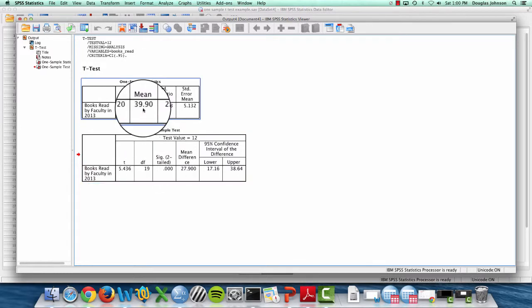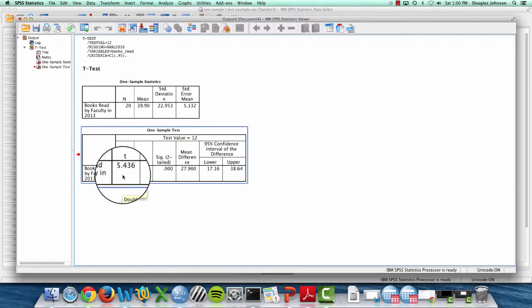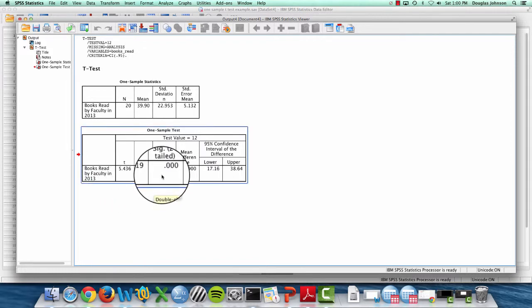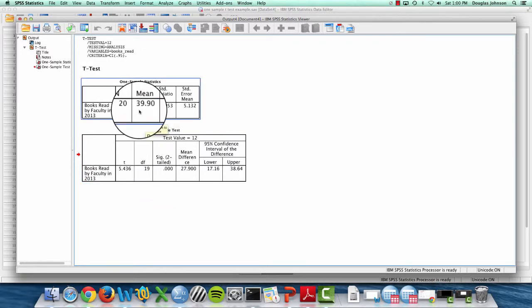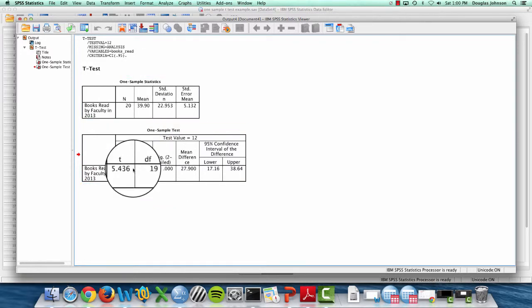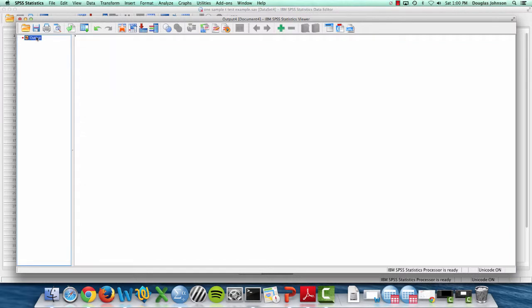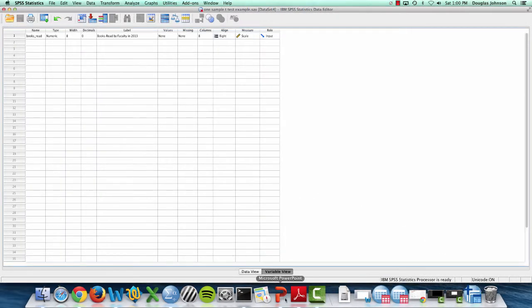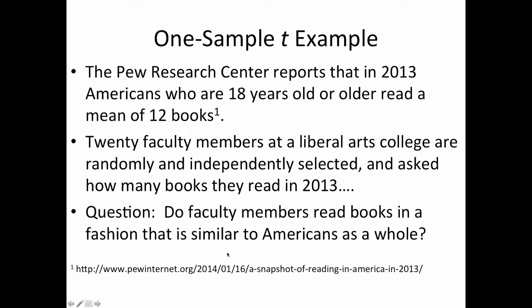We have the sample mean and sample standard deviation that we can report as part of our descriptives. And we have, again, t(19) = 5.44, p < 0.001. Reject the null hypothesis. They read more than the population mean of 12. Perhaps not surprising. Let's clear this output out and go on to our next test.